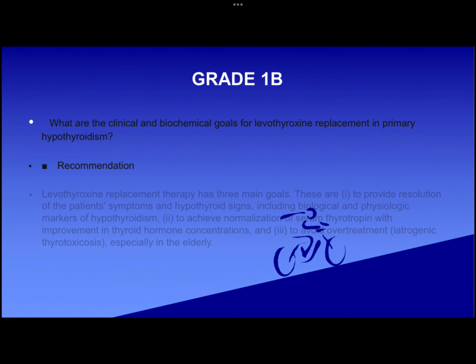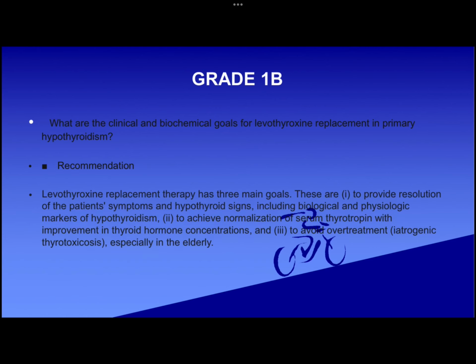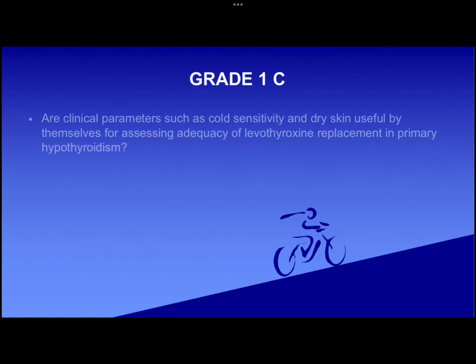Grade 1B: what are the clinical and biochemical goals for levothyroxine replacement in primary hypothyroidism? Recommendation: levothyroxine replacement therapy has 3 main goals. These are to provide resolution of the patient's symptoms and hypothyroid signs, including biological and physiological markers of hypothyroidism, to achieve normalization of serum thyrotropin with improvement in thyroid hormone concentration, and to avoid overtreatment, especially in the elderly. Strong recommendation, moderate quality evidence.